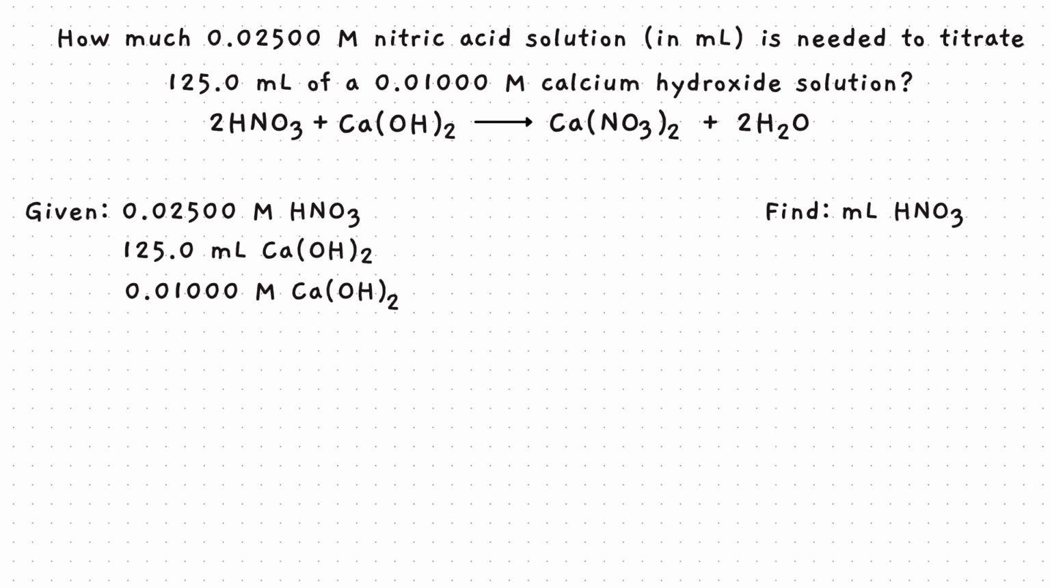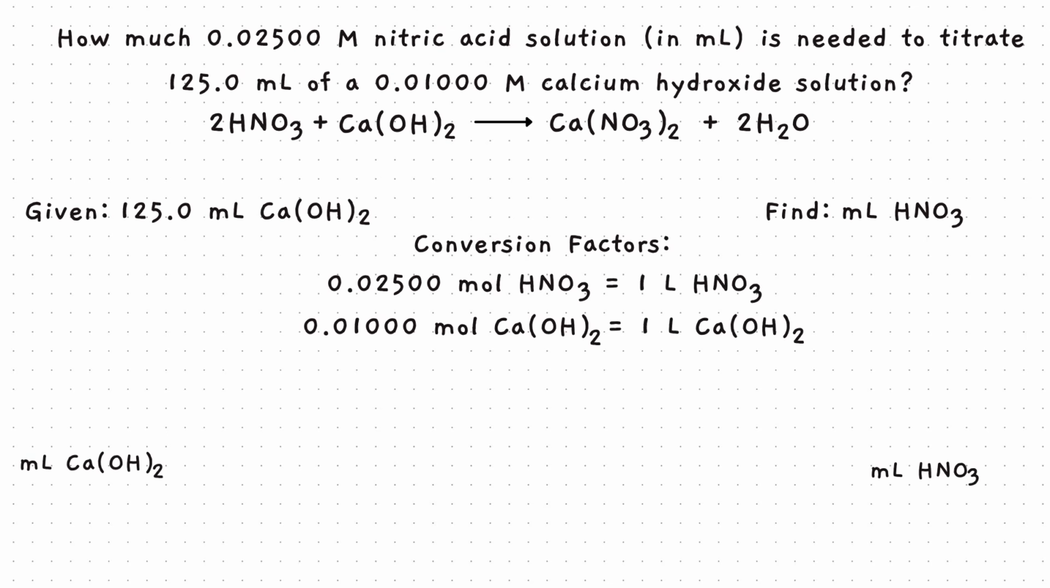Let's go back to our question. We're given the molarity of nitric acid, the volume of calcium hydroxide, and the molarity of calcium hydroxide. We're finding the volume in milliliters for nitric acid. Since we use molarity as our conversion factors, and conversion factors go in the middle of our setup, then we know we will start with the given milliliters of calcium hydroxide. We also know we'll end with what we're finding, which are the milliliters of nitric acid. Notice the units for molarity are moles per liter, not milliliter.